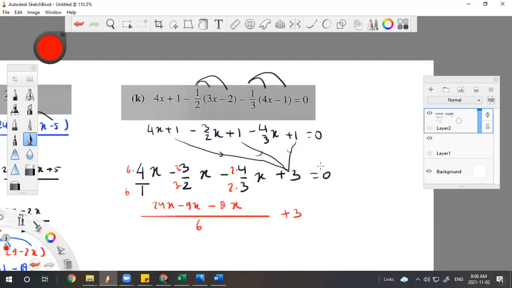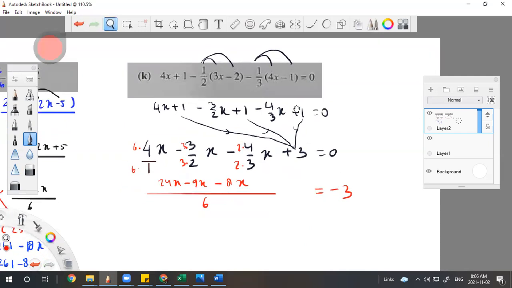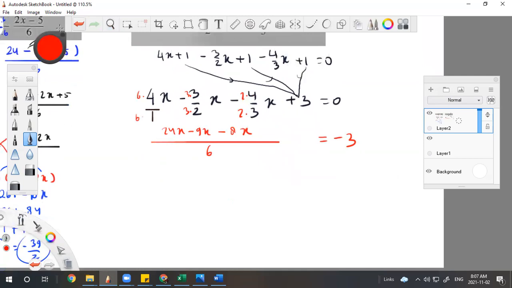Waduh. Oke, 3-nya gue buang ke samping. Jadi equals negative 3. Jadi semua cara bisa lu pakai ya, bebas ya. I give you the freedom to choose what you want to do. But this is my way. And you can use your way anyway. Okay. 24 minus 9, 15. 15 minus 8, 7.